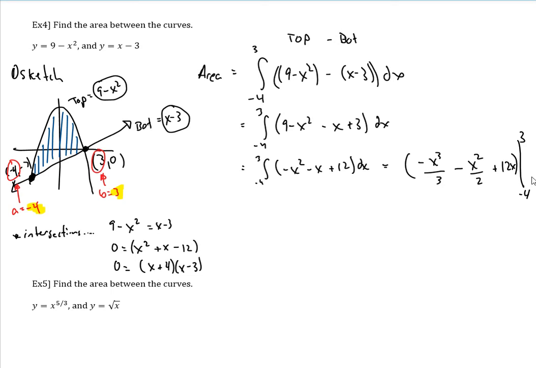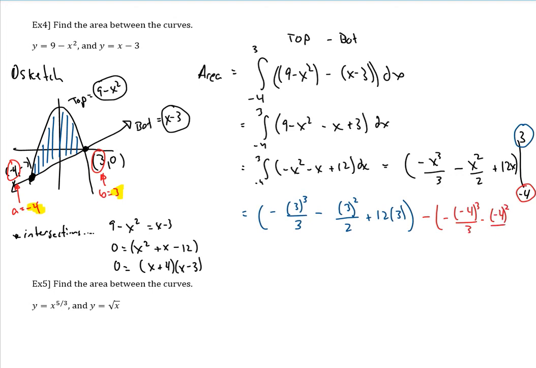Okay, and then now it's the same old process. Let's get the 3 plugged into all the x's. So we've got equals parentheses, negative 3 cubed over 3 minus 3 squared over 2 plus 12 times 3, parenthesis. And then we have minus the negative 4 going in. So we have negative 4 cubed over 3 minus negative 4 squared over 2 plus 12 times negative 4. Again, it's a little tough there, sorry.